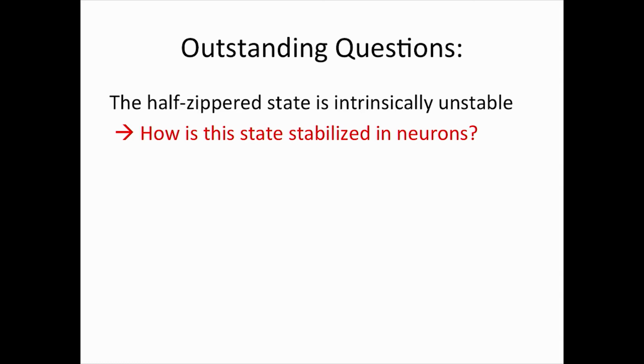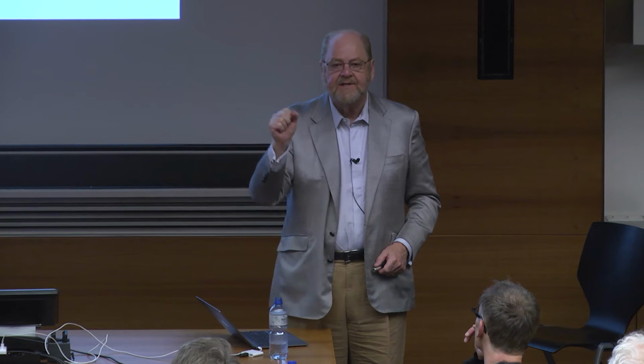And those are the questions then that I'll focus on with mostly unpublished experiments. How is this half-zippered state, which is intrinsically unstable in the SNARE pin itself, how is it stabilized in neurons? The simplest idea would be that there's an additional protein, which we've been calling for 2 decades a clamp, and that this clamp somehow comes in and prevents the further zippering. And the simplest idea would be that that clamp is somehow rapidly removed when the clamp protein binds calcium. I think you would agree that's the simplest possibility.